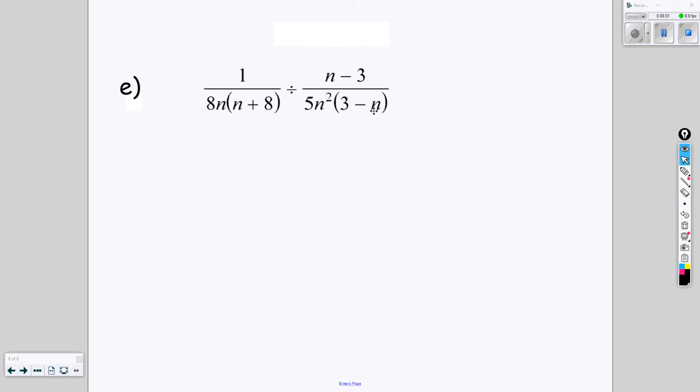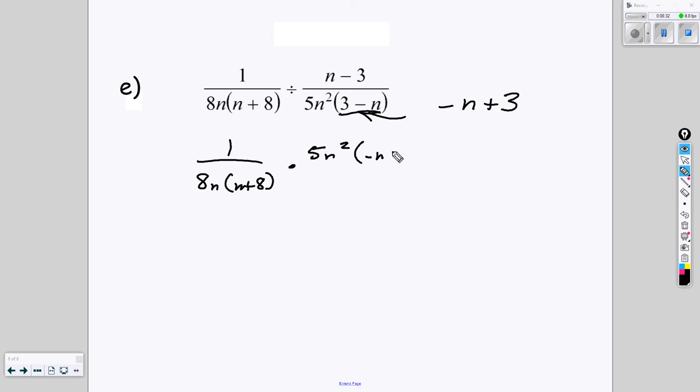All right, so one thing that I see right away when I'm just looking at this problem is right here. This quantity is not written in standard form. All right, so we could rewrite that as negative n plus 3, and that's going to help us out. So first, let's rewrite this. 1 on 8n times n, the quantity n plus 8, times, now, 5n squared times negative n plus 3 on n minus 3.